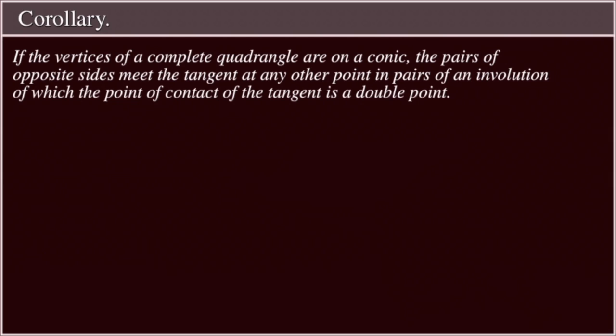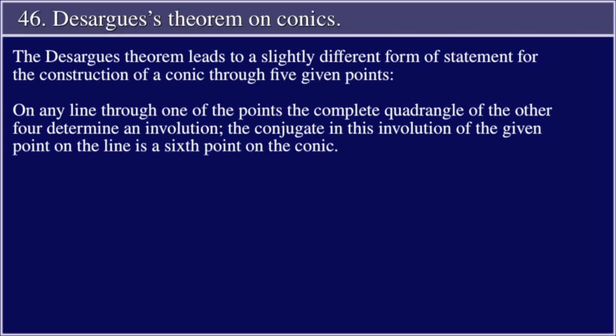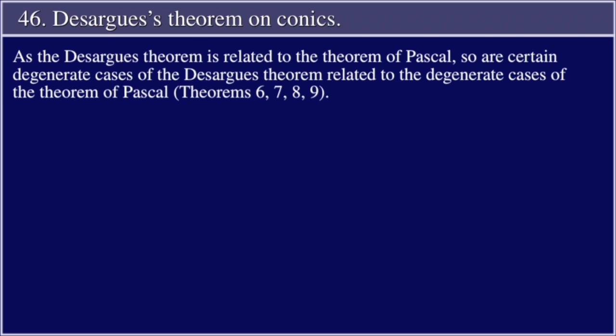The Desargues theorem leads to a slightly different form of the statement for the construction of a conic through 5 points. On any line through one of the points of a complete quadrangle, the other 4 points determine an involution. The conjugate in this involution of the given point on the line is a 6th point on the conic. As the Desargues theorem is related to the theorem of Pascal, so are certain degenerate cases of the Desargues theorem related to the degenerate cases of the theorem of Pascal.